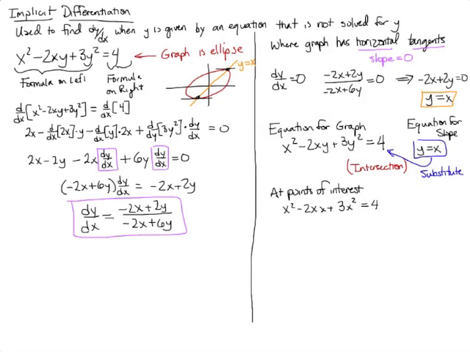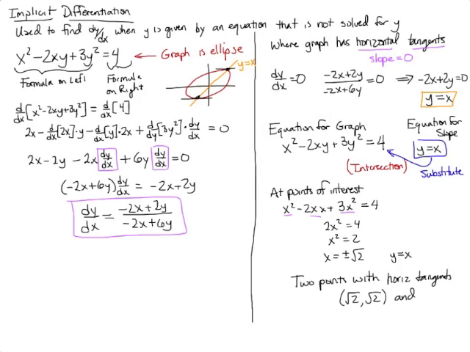So if I simplify this, there's 2x squared that's negative, 4x squared that are positive. I get 2x squared equals 4, x squared equals 2. I find 2 points, x equals plus or minus the square root of 2. Now, to get the y values, I remember at the points of interest, y equals x. And so my 2 points with horizontal tangents are at the square root of 2, the square root of 2, and negative square root of 2, negative square root of 2. And that's how implicit differentiation works.